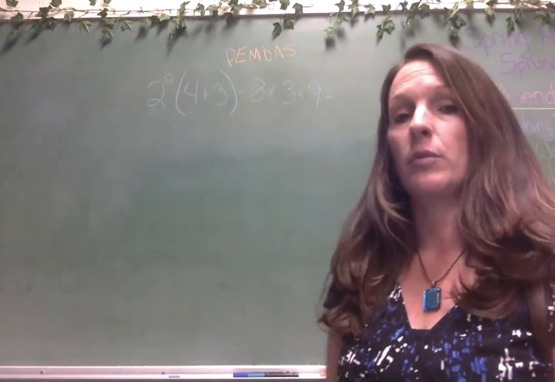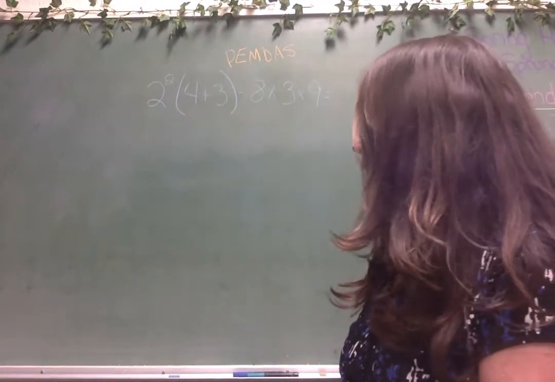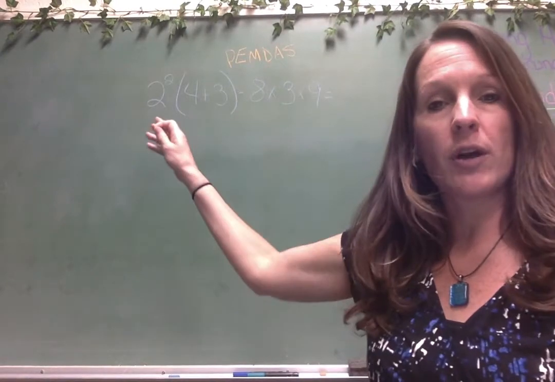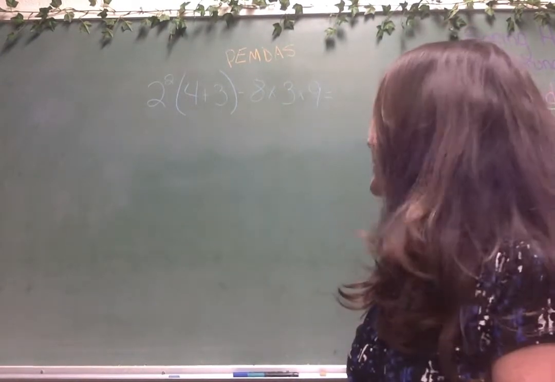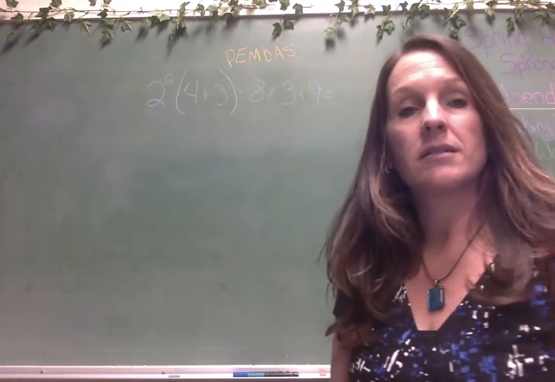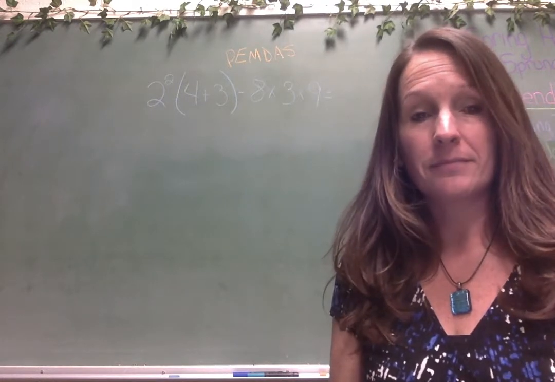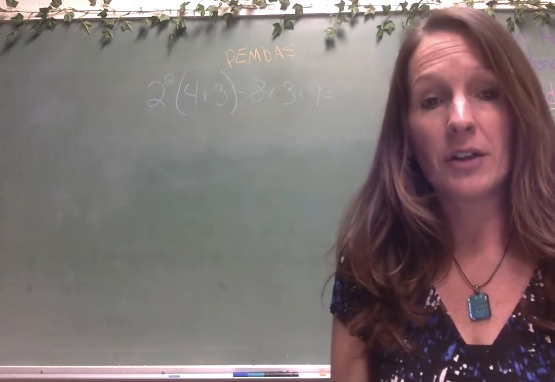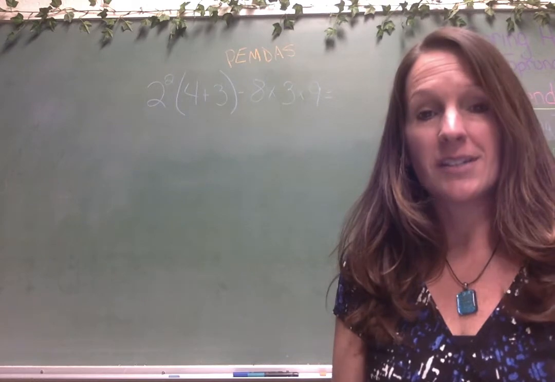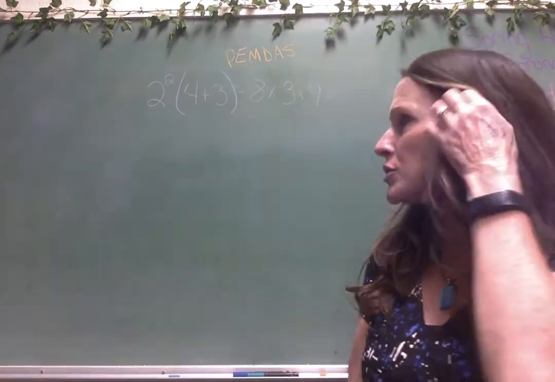So let's look at the problem on the board. 2 squared times 4 plus 3. Remember, if there's no sign, that means multiply. Minus 8 times 3 times 9. You are allowed to use a calculator when you're doing order of operations. So let's look at this problem first.